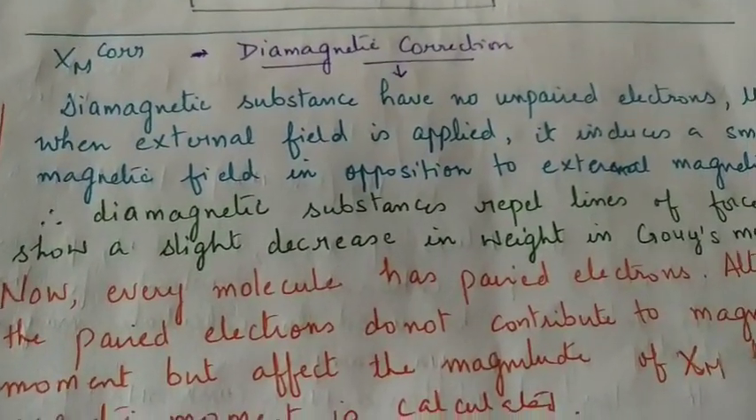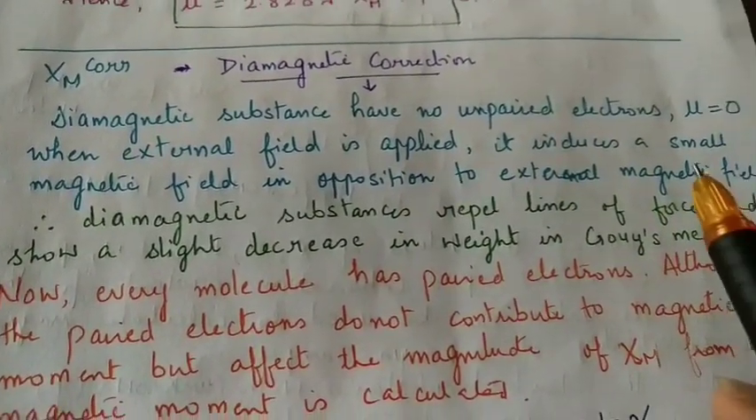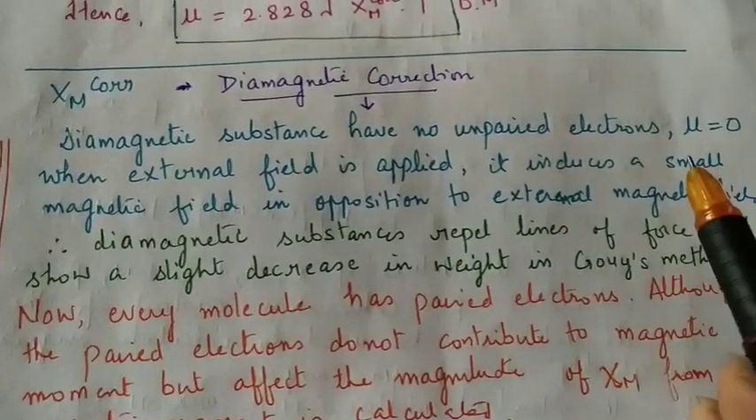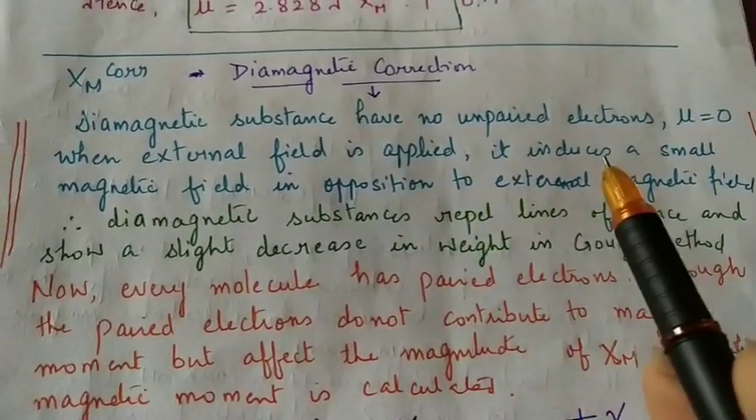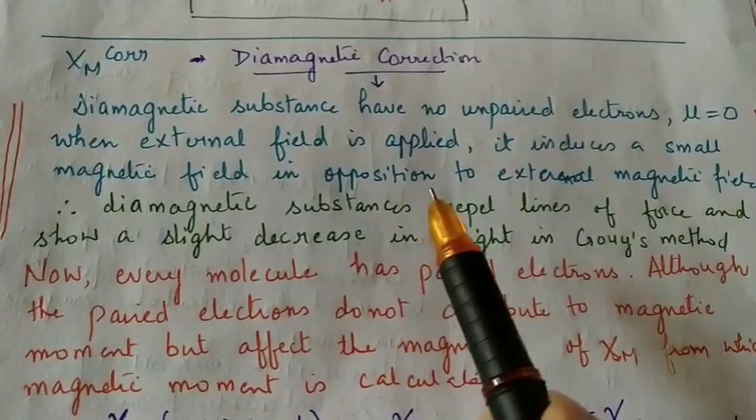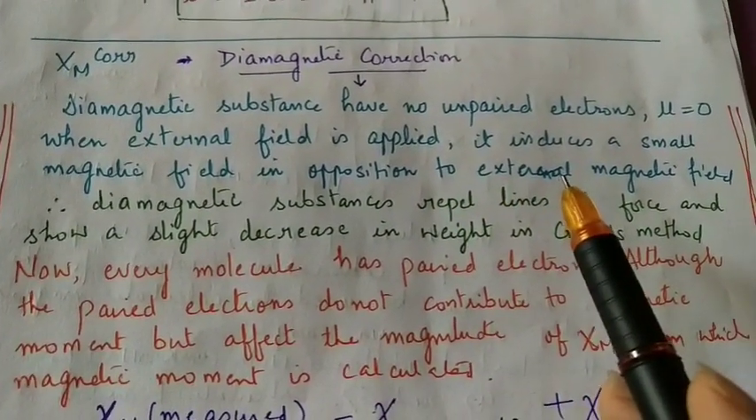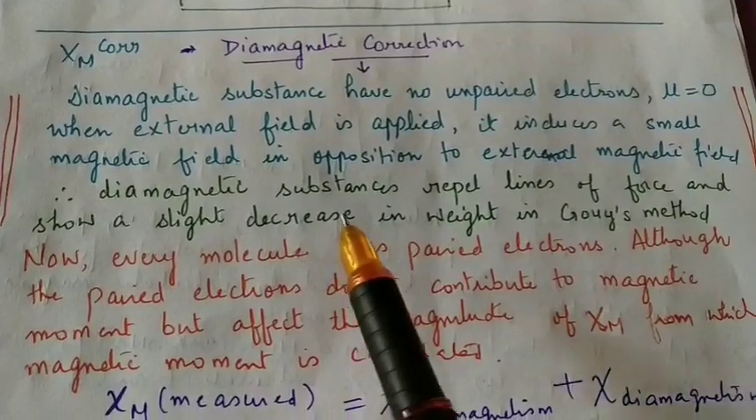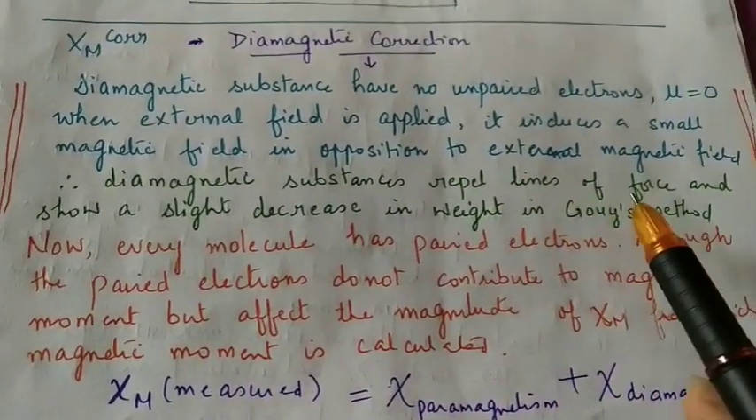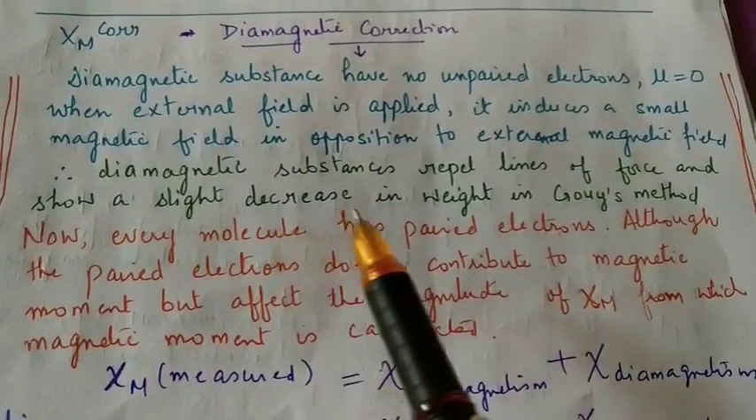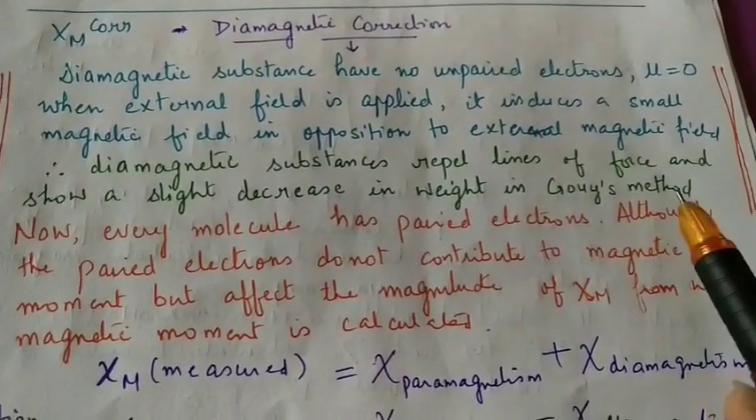You know, diamagnetic substances have no unpaired electrons, which means that the magnetic moment is zero. But when an external field is applied, it induces a small magnetic field opposite to that of the external field. So diamagnetic substances repel lines of force and they show a slight decrease in weight in the Gauss method.